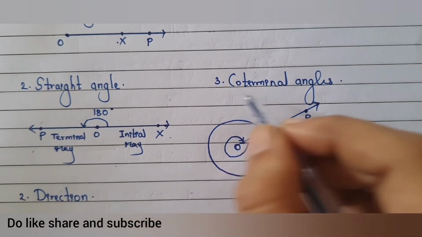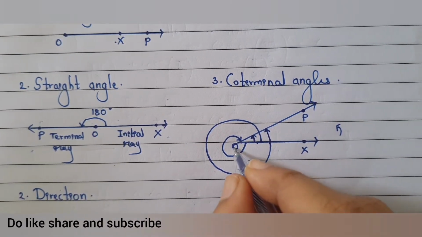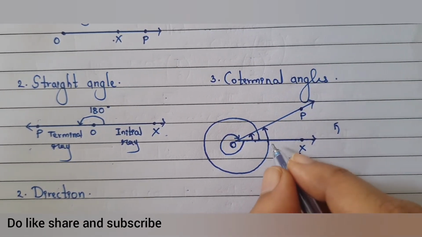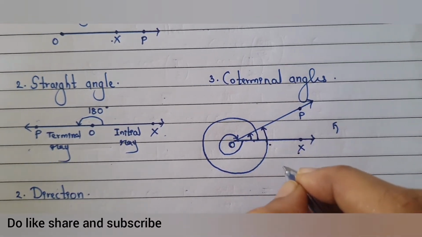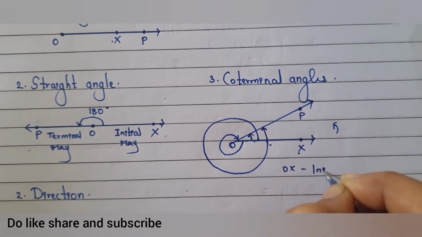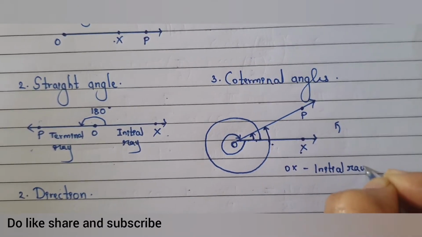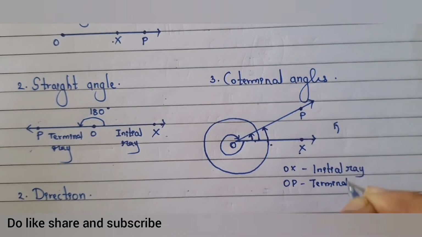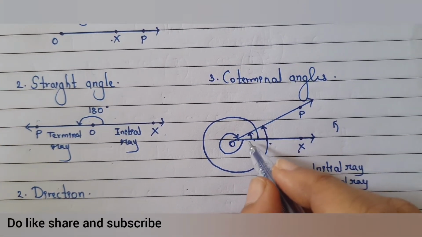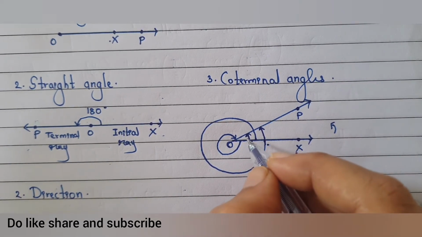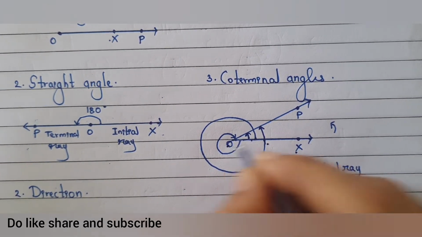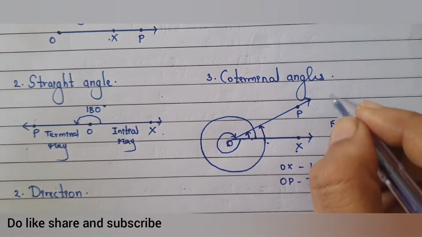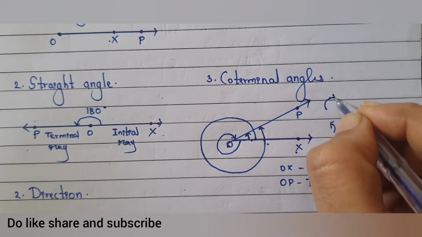So our next point was coterminal angles. See, here is the vertex O, the point X, and the point P. Here it is the initial ray, this OX is initial ray, OP is terminal ray. This OX is rotated anti-clockwise, so this OP is formed in this direction is anti-clockwise, and this direction is clockwise.